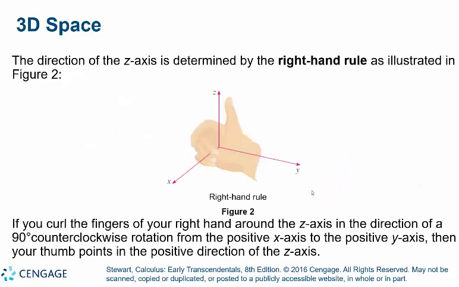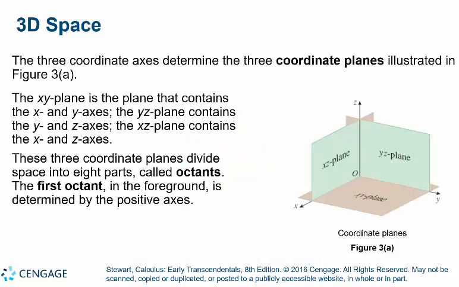Okay, so the direction of the z-axis is determined by what's called the right-hand rule, as you can see illustrated in this figure here. If you curl the fingers of your right hand around the z-axis, so as you're watching this video, just curl your fingers around like you see in the picture here, in the direction of the 90-degree counterclockwise rotation from the positive x-axis to the positive y-axis, then your thumb points in the positive direction of the z-axis. I know it seems weird, but think of it as a thumbs up for where the z-axis is located.